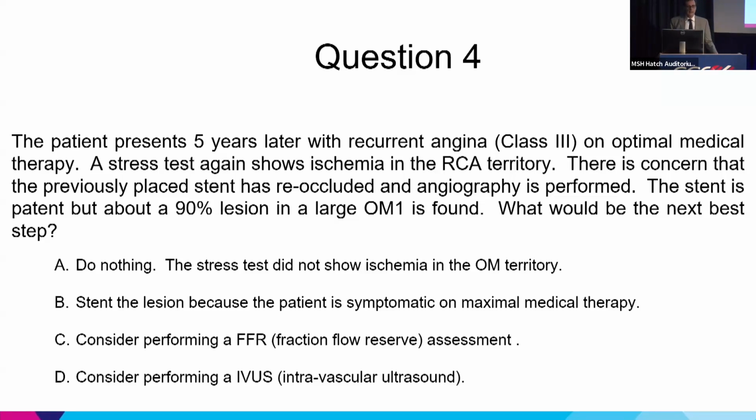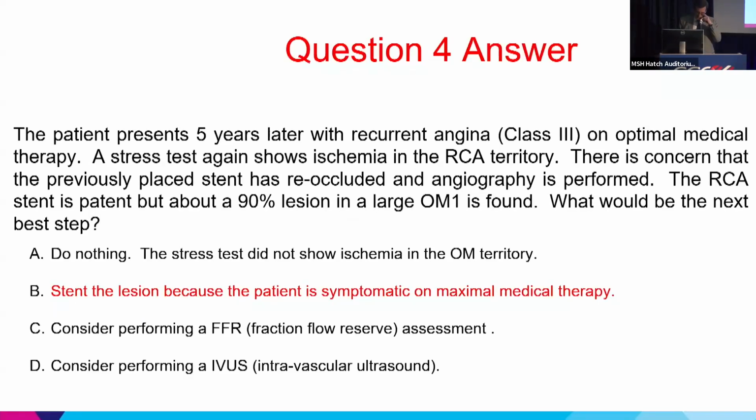Where are we going with that? Who goes with A? Who goes with B, stent the lesion when symptomatic? And C, FFR. Who wants FFR? How about IVUS? All right, that was a good answer.